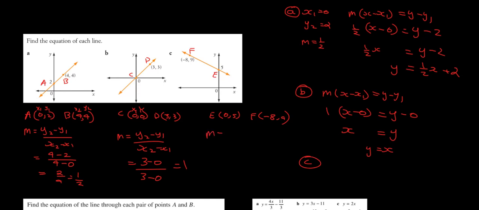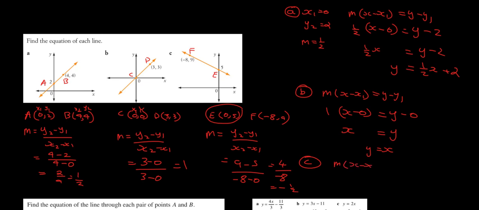For the third one, let's work out the gradient. We've got y2 minus y1 over x2 minus x1. We've got a y2 value of 9 minus 5, and we've got negative 8 minus 0. That gives 4 over negative 8, which gives a gradient of negative half. I'm going to choose E. Let's write down our gradient intercept formula. Gradient of negative half, our x1 value is 0, our y1 value is 5. Let's distribute that then, so we get negative half x. We add 5 to both sides. Let's rewrite that. And we can see it cuts at 5 and has a gradient of negative half.